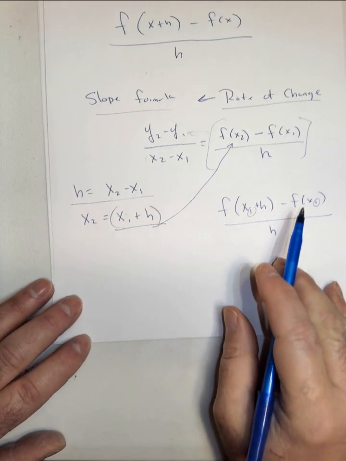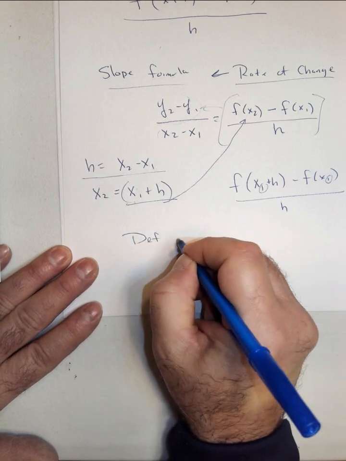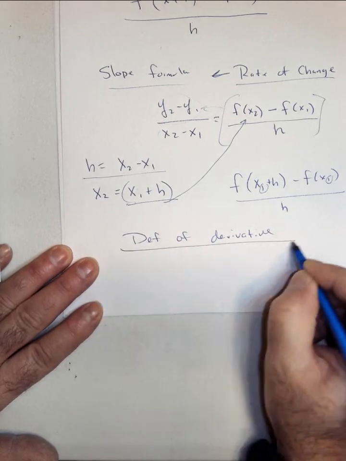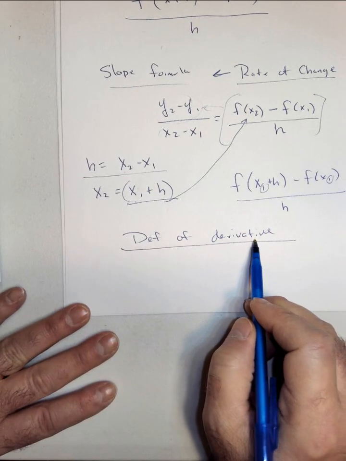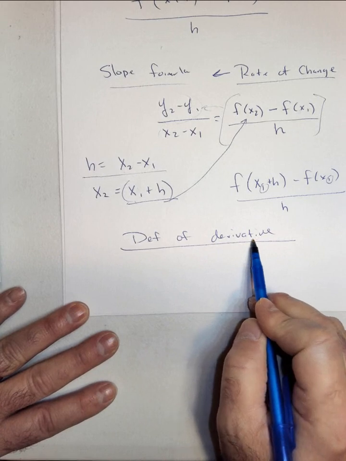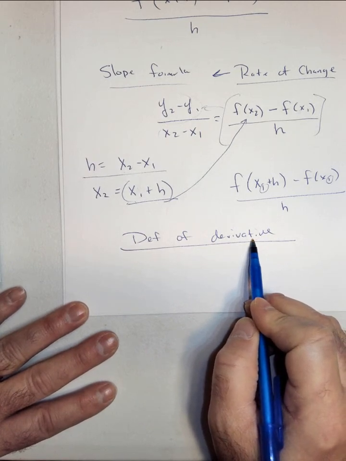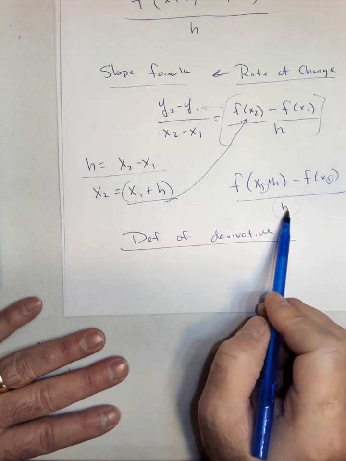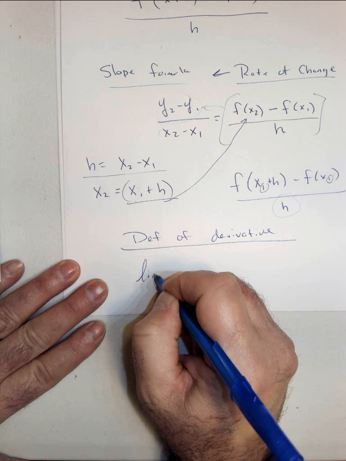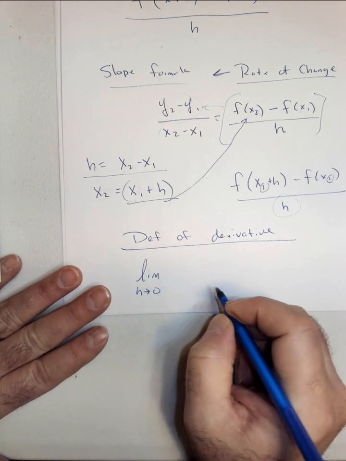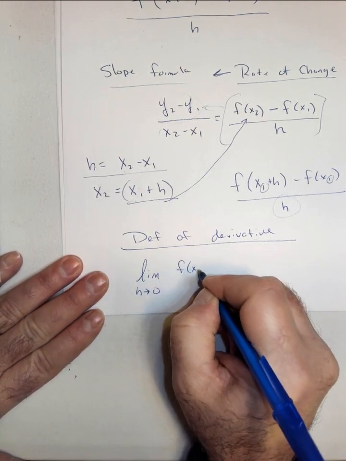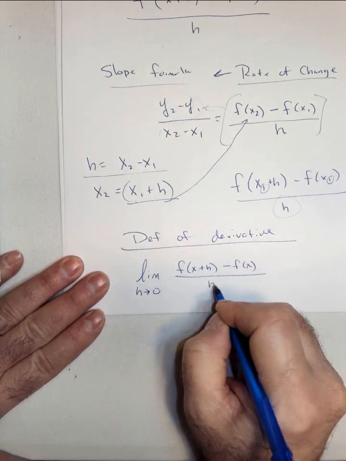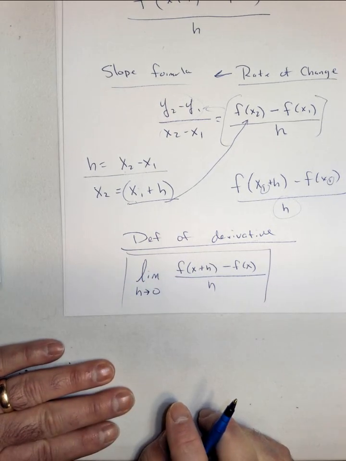So when we talk about the definition of derivative, and we'll revisit this, derivative just means instantaneous rate of change or slope at a point. And because we cannot let this go to 0 physically, we have to look at the limit as h goes to 0 of the difference quotient. This is your definition of a derivative.